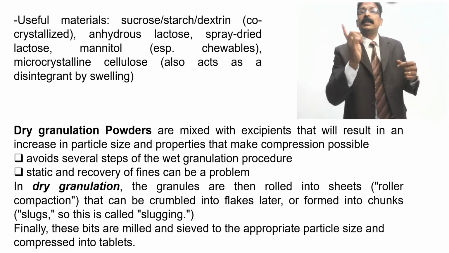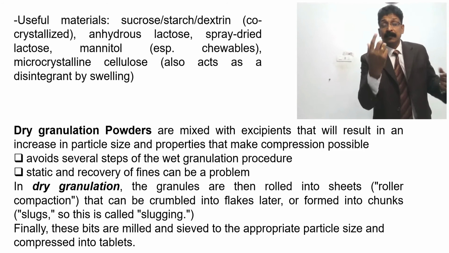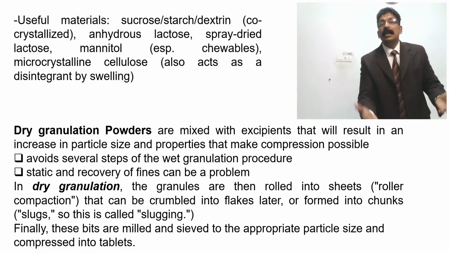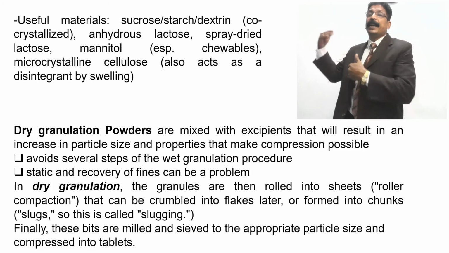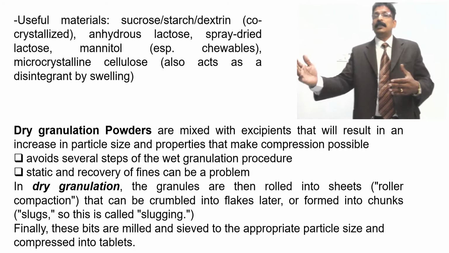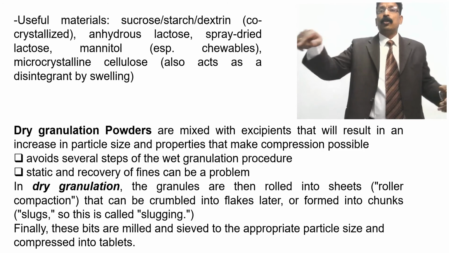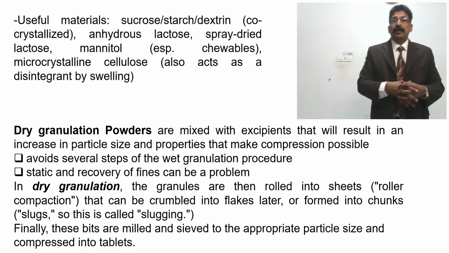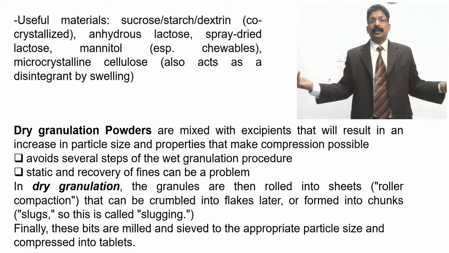Those slugs will be taken to a multi-mill which has blades that crush them into smaller pieces, and they will be sieved to the same size and collected as uniform granules. These granules will be taken to a single punch compression machine or a continuous rotary compression punching machine, according to the size of the tablet. You can compress and receive the tablets. That is what dry granulation means.